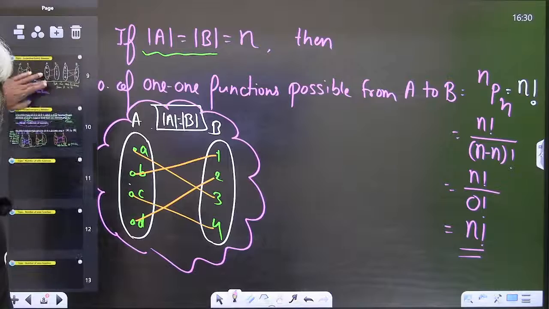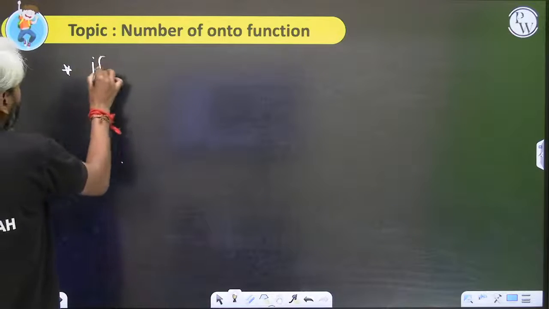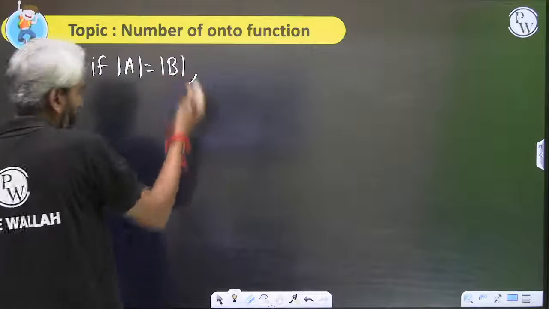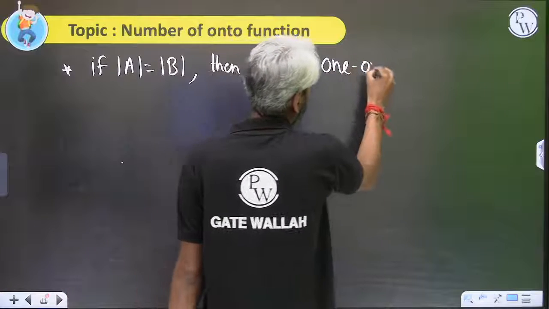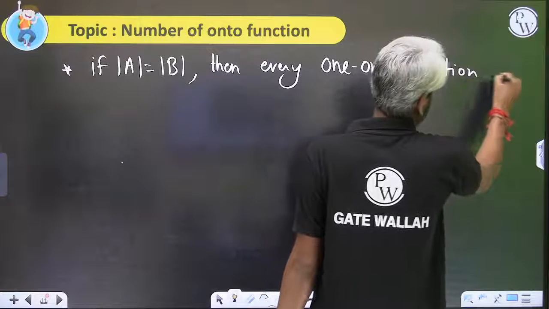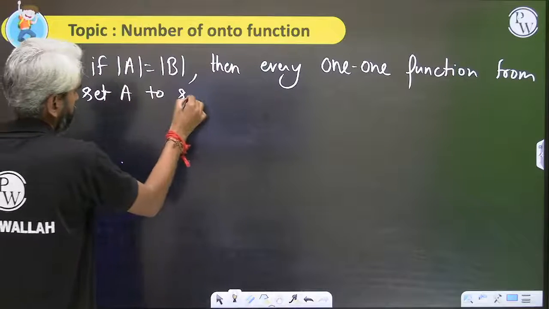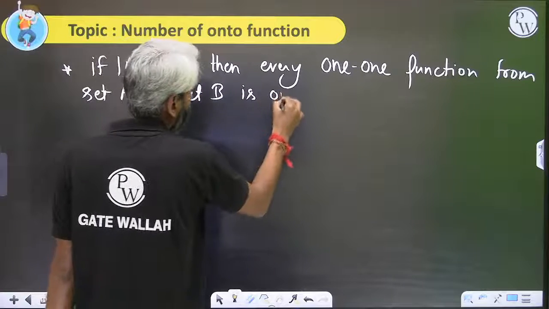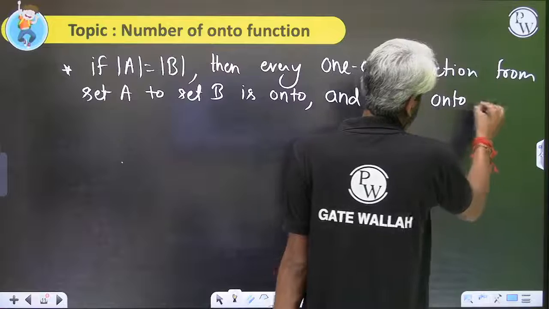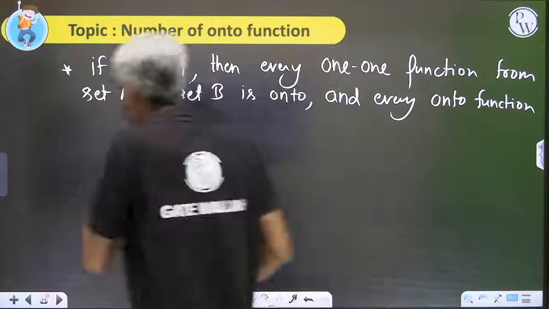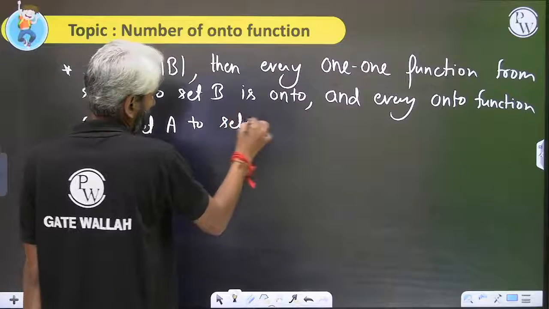So we can simply write down the treatment. If mod A equals mod B, then every one-one function from set A to set B is onto, and every onto function from set A to set B is one-one.